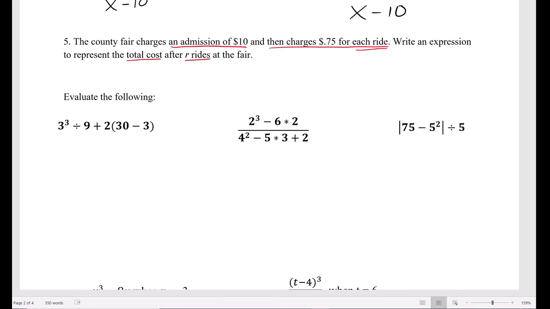What changes is the 75 cents for each ride. That 75 cents is going to get multiplied times the number of rides, which in this case we're calling R. And then that gets added to whatever that admission is. So you're paying $10 no matter what, and then we're going to add to that 75 cents, so 0.75, times however many rides you go on, which is R.